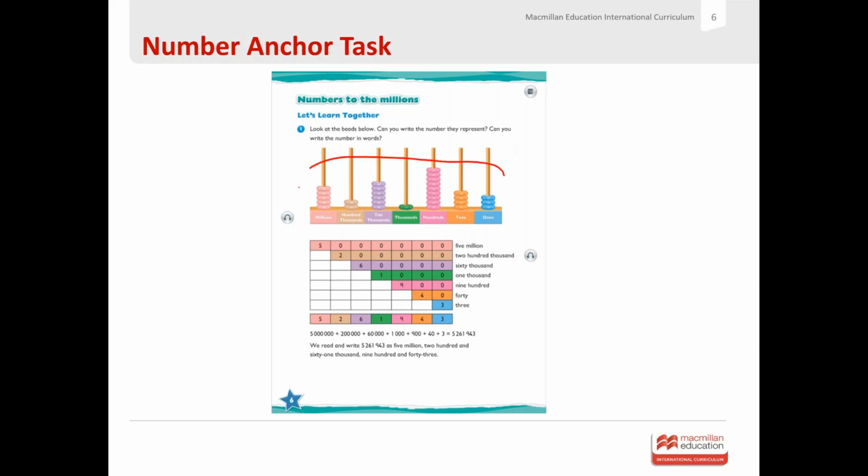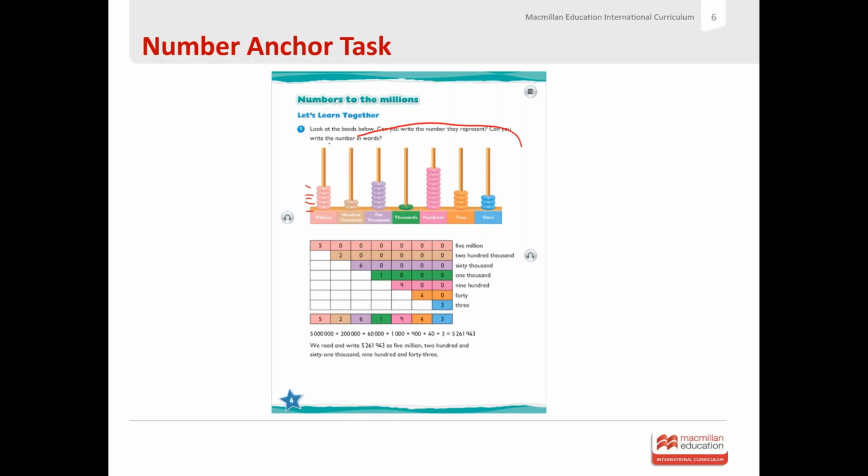You can see all of those numbers represented here. You can see there are 5, 2, 3, 4, 5, 5 lots of millions here. So that's 5 million. And you can see how they've represented it here as well. Okay, so you might think, how do we ever represent 5,261,943? Well, this is one way.